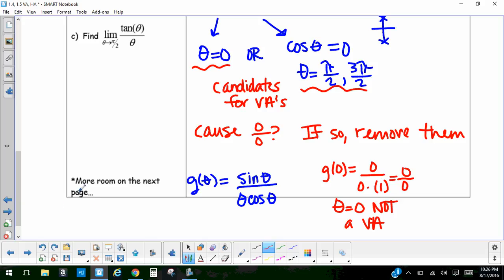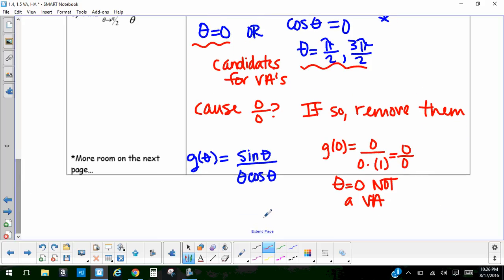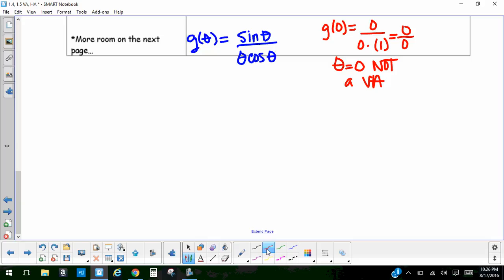Whenever you run out of room, there's a lot more room for this question on the next page, so feel free to turn over. Then I also need to check pi over 2 and 3 pi over 2. But they're going to behave similarly because they have the same x coordinate on the unit circle. It's just the y is going to switch between 1 and -1. So really, I can plug in each one of them, or I can just think about, so if I want to check g of pi over 2, sine at pi over 2 is 1. Then I would have the pi over 2 on the bottom, and then cosine at pi over 2 is 0. So that is a number over 0. That is a VA.